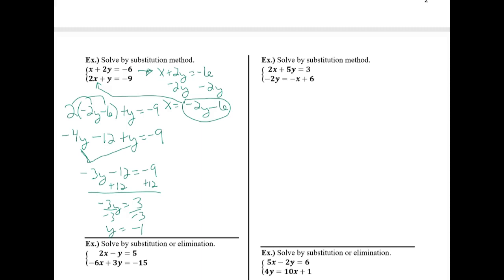Now that I have my y value, I'm going to substitute that back in to this x equals equation, because now I want to know what x equals. So it goes back up here in for y. X equals negative 2 times, replacing y with negative 1, minus 6. Negative 2 times negative 1 is a positive 2. And then minus 6 would give me negative 4. So my final answer is negative 4, negative 1.